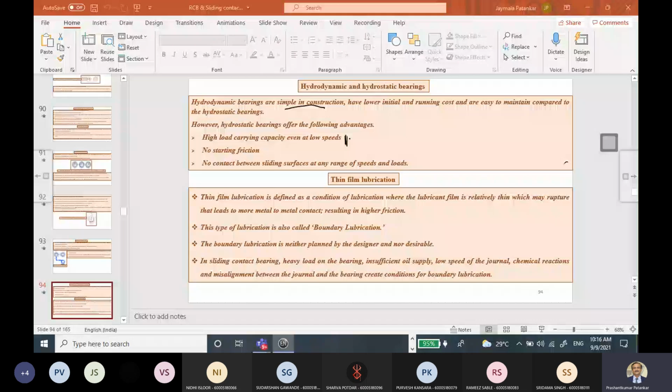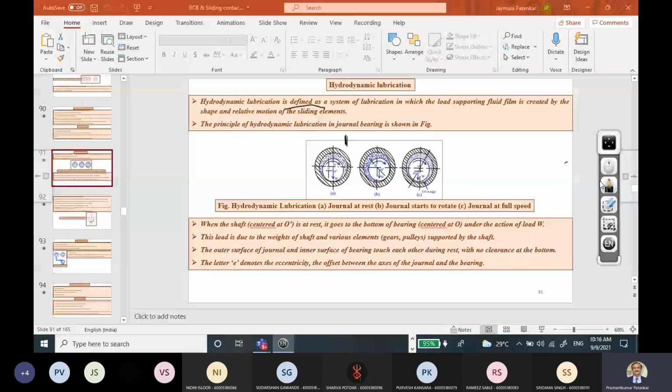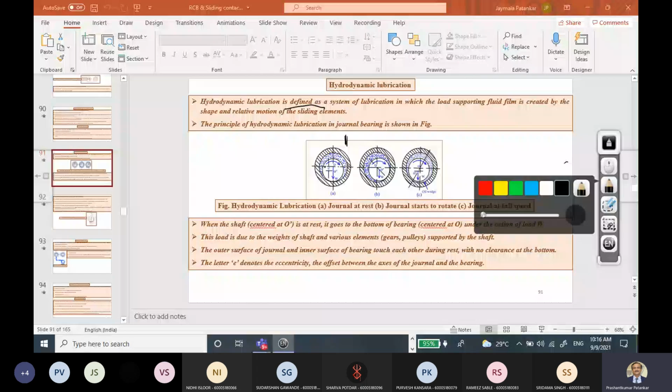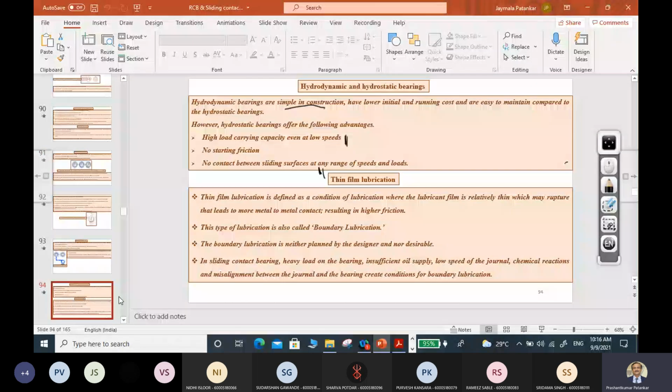Apart from that, if you remember, yesterday I told you that in a hydrodynamic bearing, at the beginning the shaft is stationary, and when the shaft starts rotating, there will be friction between the inner surface of the bush and the external surface of the shaft. Due to that, there will be a lot of wastage of energy. But this problem will not come in the hydrostatic bearing. In a hydrostatic bearing there is no initial or starting friction, and there is no contact between the sliding surfaces, irrespective of any speed or any load.